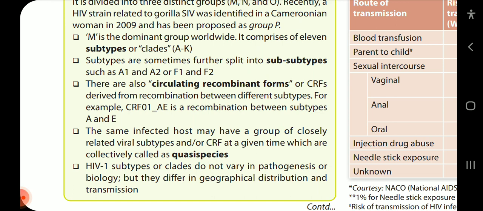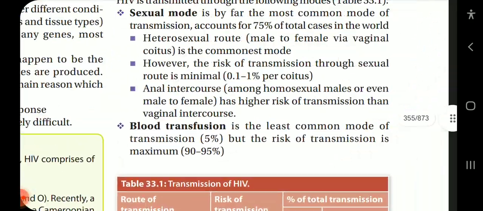The same infected host may have a group of closely related viral subtypes and/or CRFs at a given time, which are collectively called quasi-species. HIV-1 subtypes or clades do not vary in pathogenesis or biology, but they differ in geographical distribution and transmission.